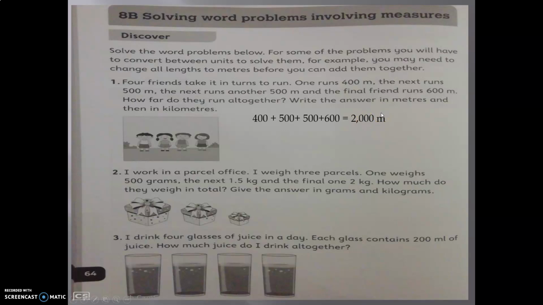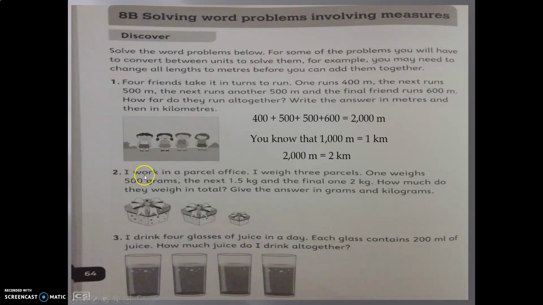But he asked us also to convert the answer from meters to kilometers. You know that 1,000 meters equals 1 kilometer. So our answer is 2,000 meters. So how many kilometers? Yes, 2,000 meters equals 2 kilometers. Easy? Let's go to the next question.